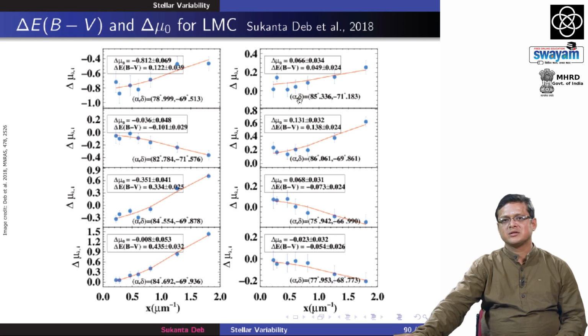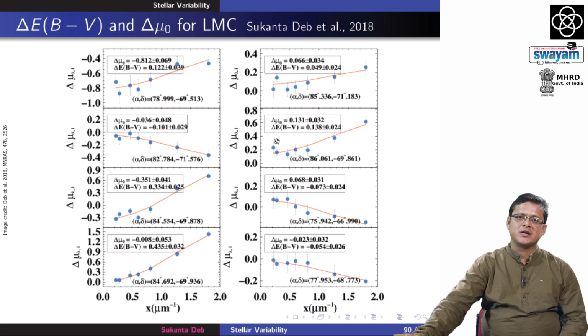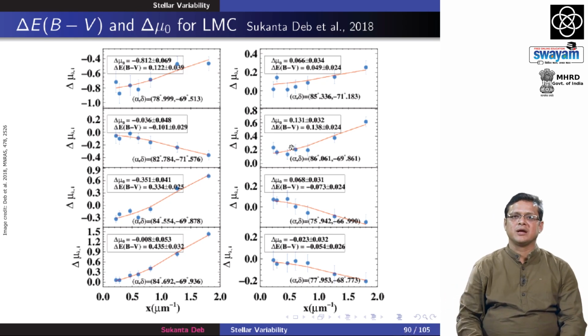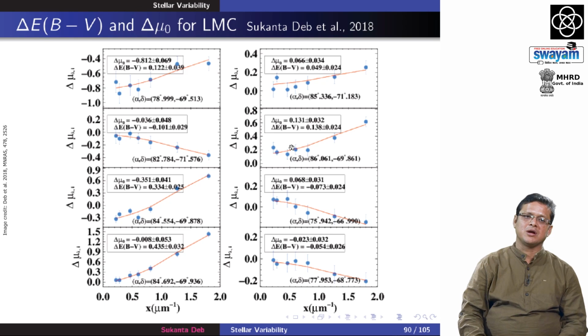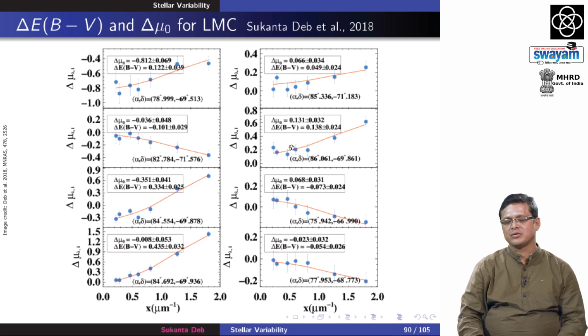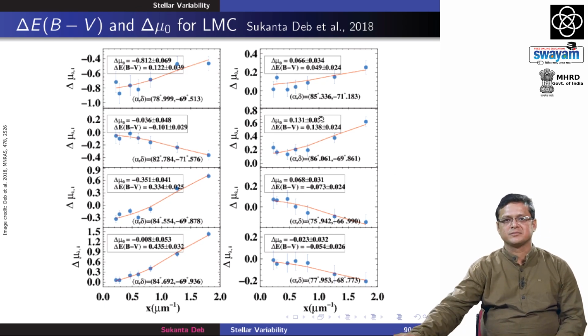This is one of the recent works published in Monthly Notices of the Royal Astronomical Society, and it deals with the determination of the relative distances, distance modulus and relative reddening of classical Cepheids located in the Large Magellanic Cloud. The Large Magellanic Cloud and Small Magellanic Cloud are two satellite galaxies of our Milky Way, and the LMC is located at a distance of 50 kiloparsec, whereas the Small Magellanic Cloud is located at a distance of around 60 kiloparsec from us.